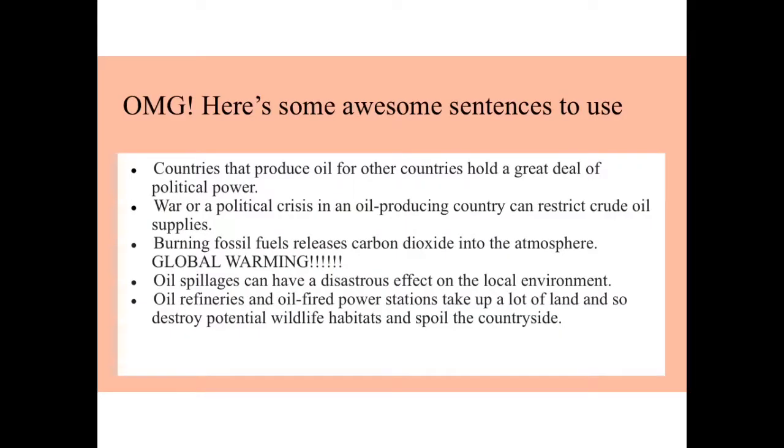So we have got the importance of crude oil. So what you need to remember about crude oil, okay, is it's a political power for some countries. Smaller, more independent countries in the Middle East actually have access to crude oil. Okay, we as a country don't have access to crude oil, so we have to ask people to give us crude oil. So we have to buy it. So there might be a war or a political crisis in oil producing countries to restrict crude oil supplies. Burning fossil fuel releases carbon dioxide, so can contribute to global warming. Oil spillages, you might have seen diagrams of them, have disastrous effects on the local environment. And then oil refineries and oil power stations take up a lot of land, so can destroy potential wildlife and habitats.